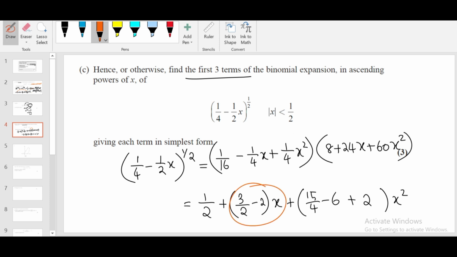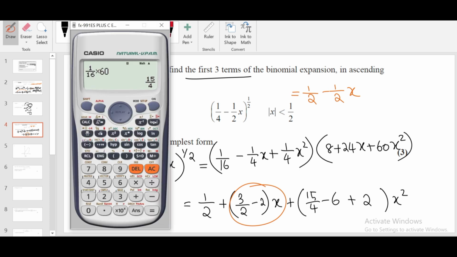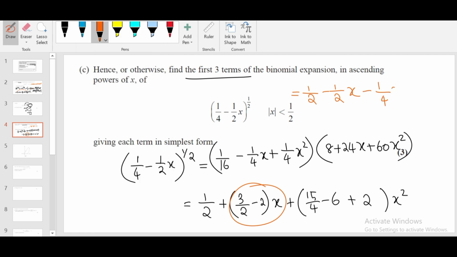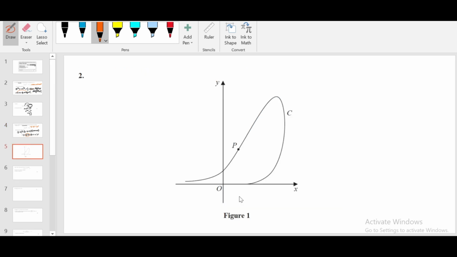Simplify it now. So you will get 1 over 2 is the first term. 3 minus 4 minus 1 over 2x is the second term. The third term is going to be 15 over 4 minus 4, which is negative 1 over 4 x square. That's all. That's it. Question number 2.